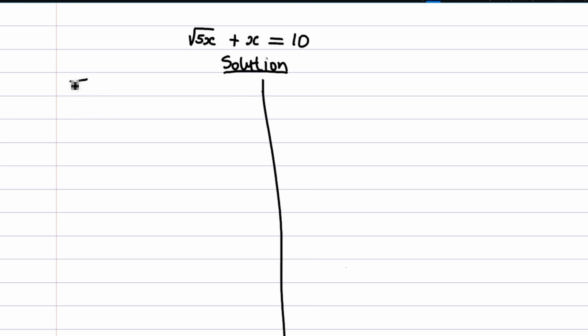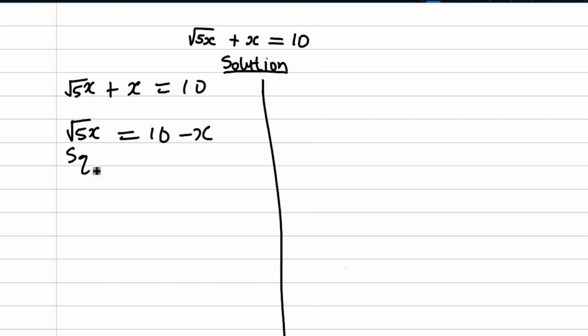Let us demarcate. By demarcate, I'm going to have that the square root of 5x plus x is equal to 10. Now before we square both sides, we need to take this x to the other side. So we are going to have that the square root of 5x is equal to 10 minus x. Now we can square both sides.